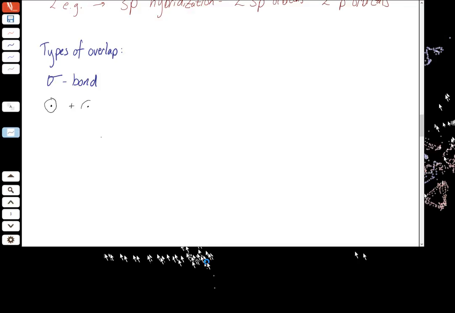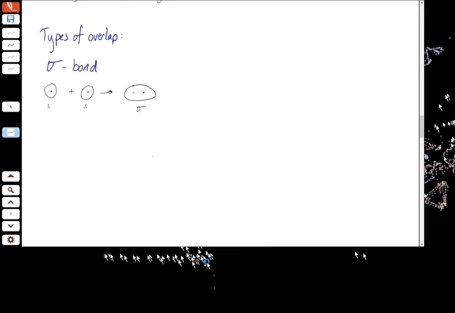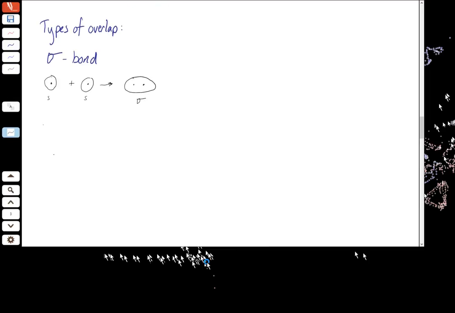So you could have 2 s orbitals, and they smash together to make something like that. And that's our sigma bond. You can also have p orbitals do this if they're on their sides.